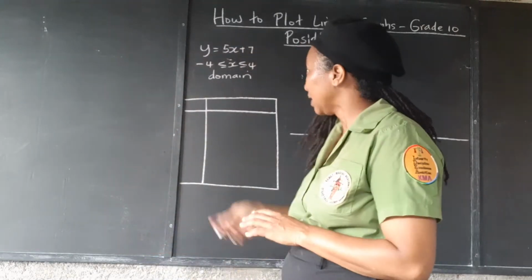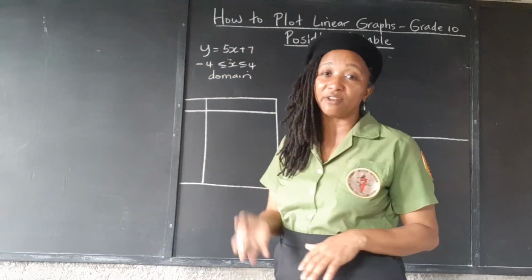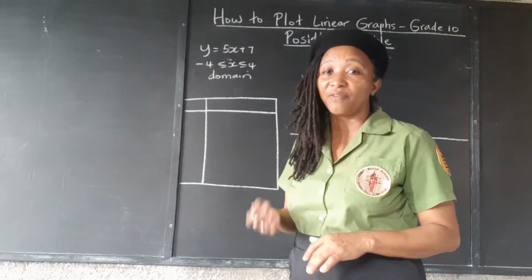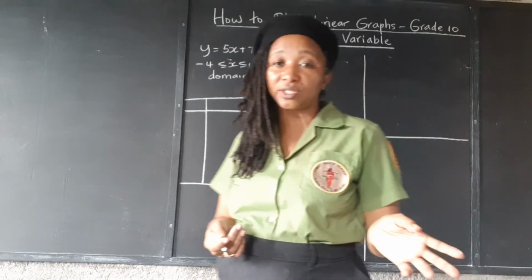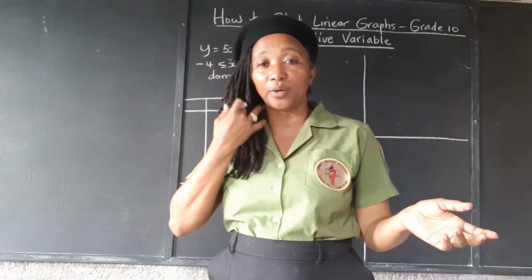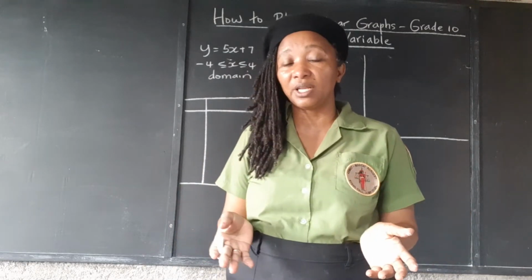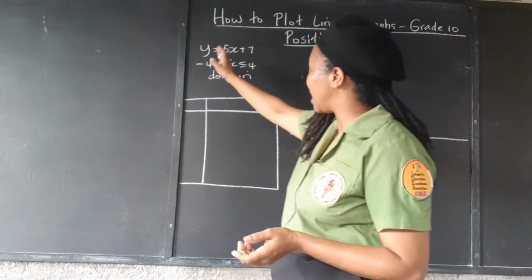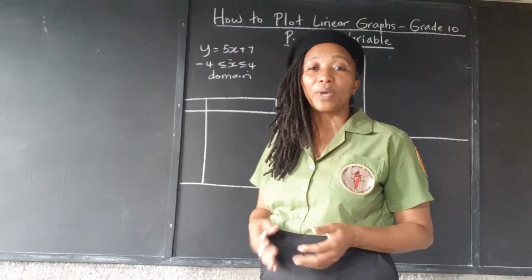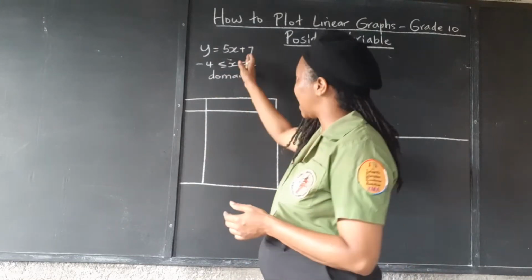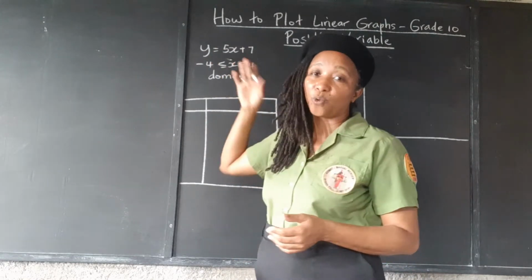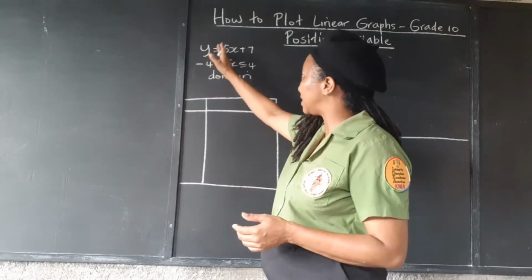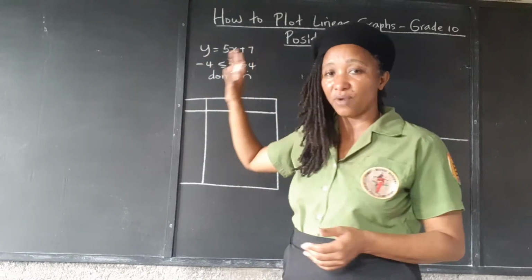So, this is our equation. It's already in the format that we want it. If it was not, similar to what we did in the other video, if it was not in the order that we wanted it, with y equal to everything else, we had to put it in that order. This time, we are given the equation the way we want it. Y is equal and everything else on the right.